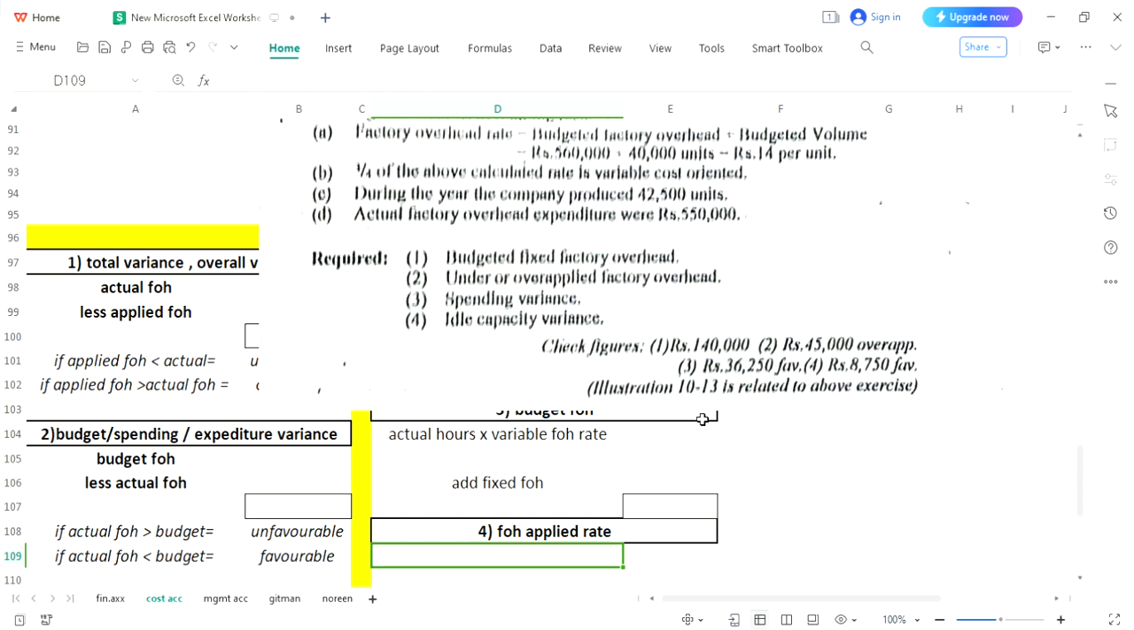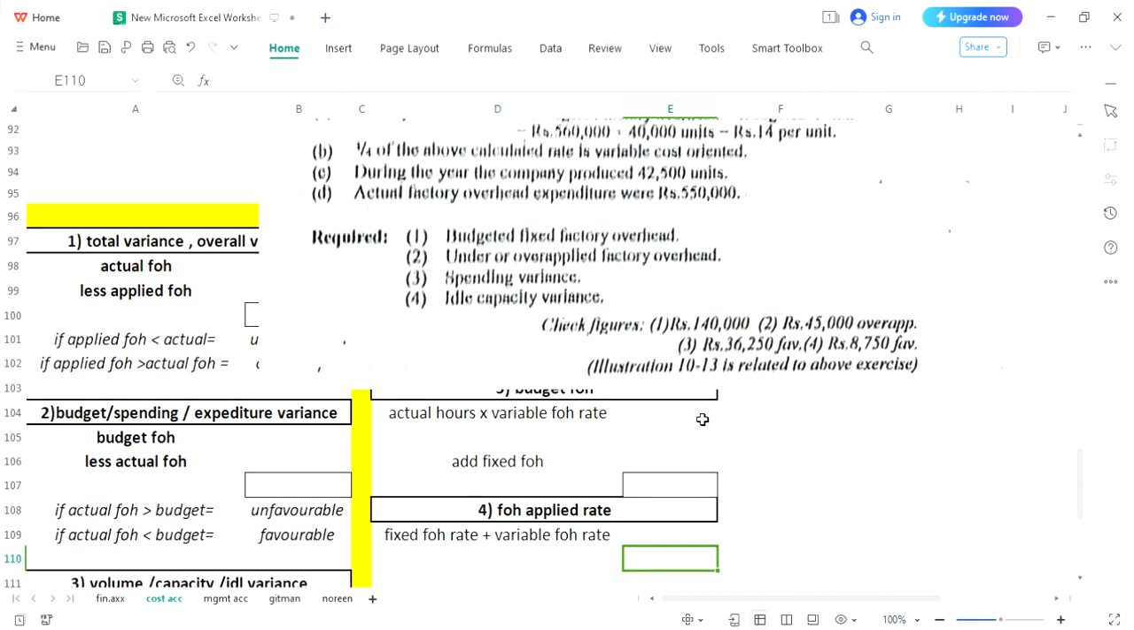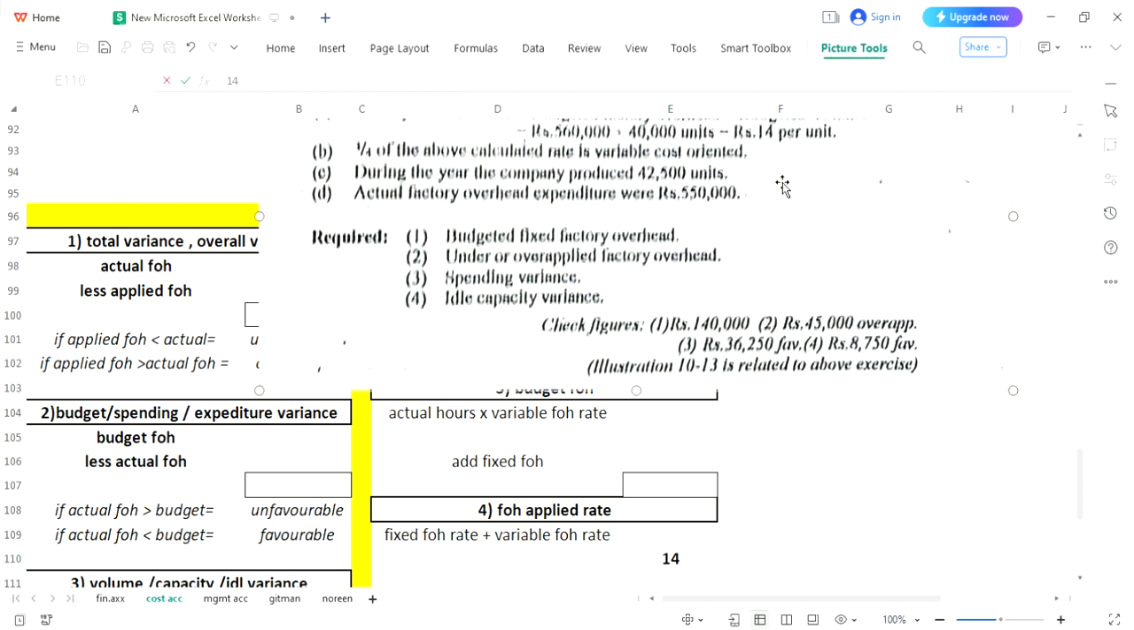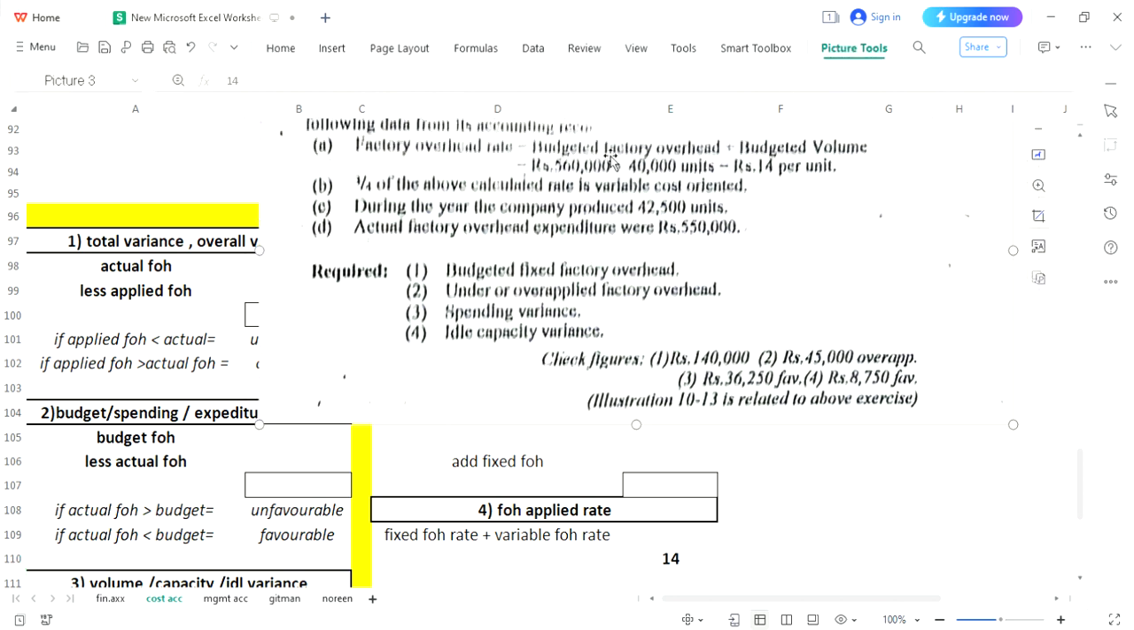It's a sum of two different types of rates: fixed FH rate and variable FH rate. But the 14, which is given in the question, you can see over here, what is it? It is the factory overhead applied rate. It has already been given. So you won't put anything under fixed FH rate, you won't put anything under variable FH rate. The sum is already given, that is 14. Now let's see what is next.